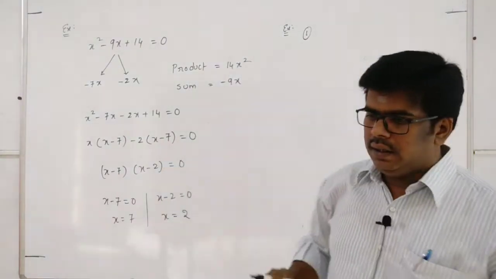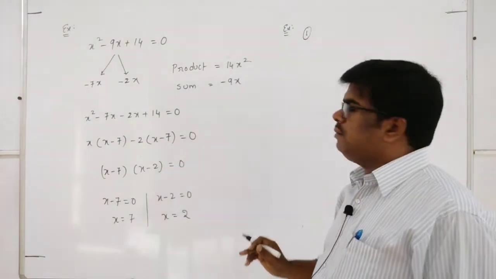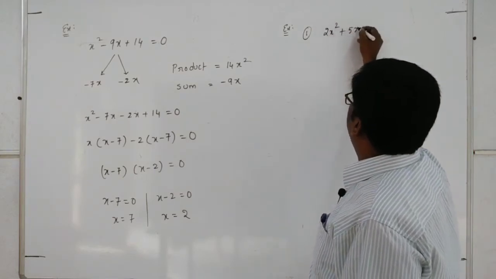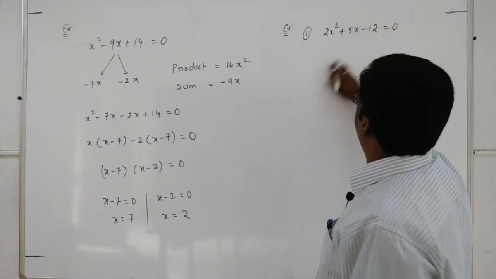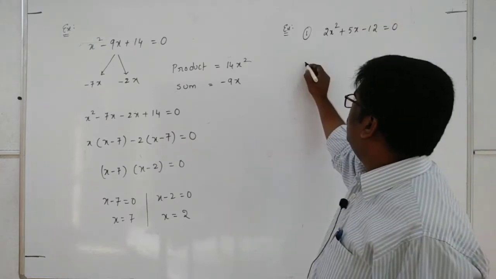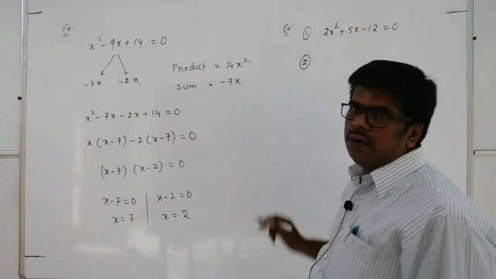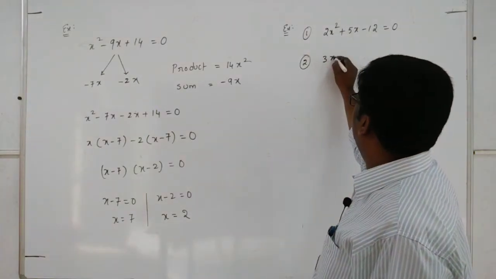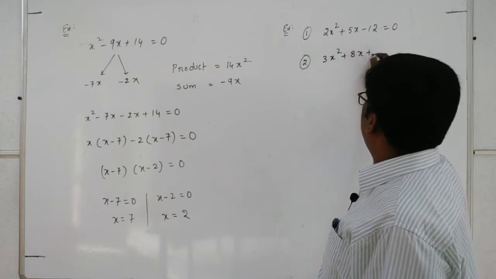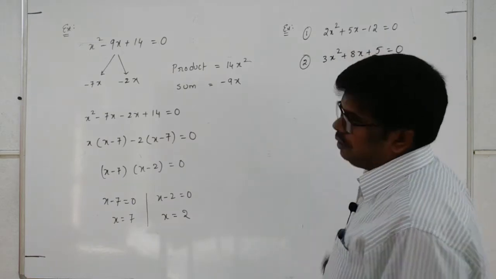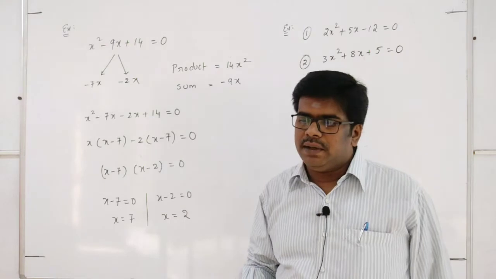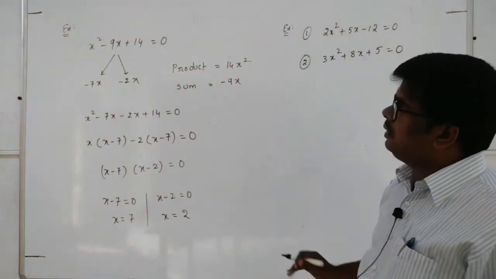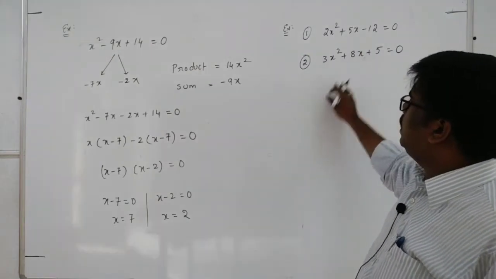2x square plus 5x minus 12 equal to 0. This you try it. As well, the second one I am giving you for practice here: 3x square plus 8x plus 5 equal to 0. These two you practice, and you find the roots.